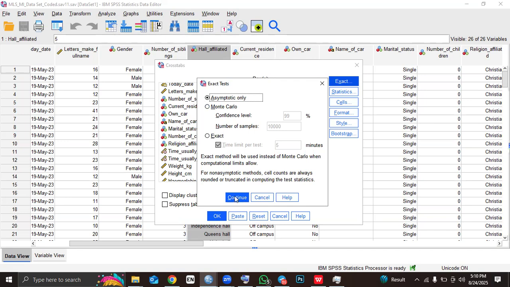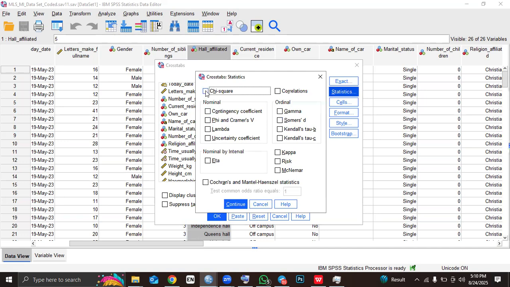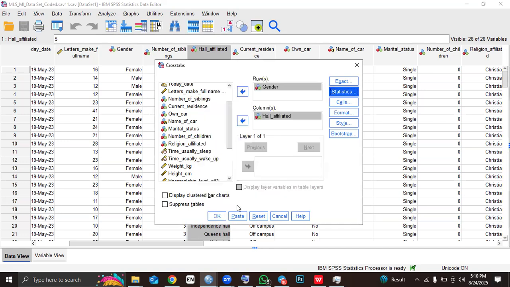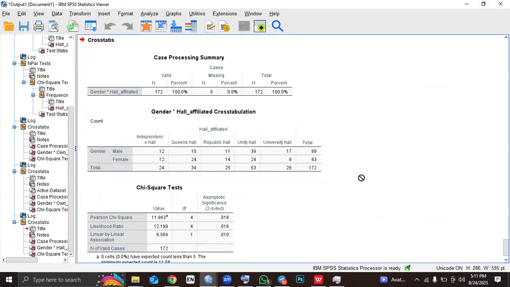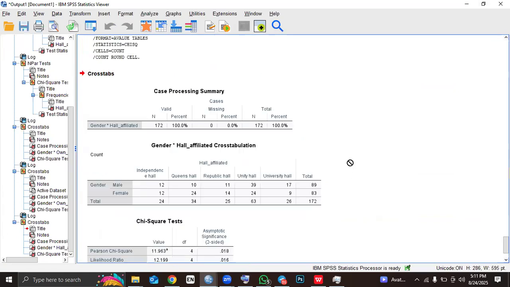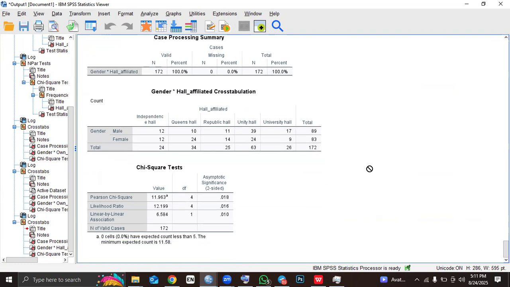Once Asymptotic Only is ticked, you click Continue, then come to Statistics. Then you make sure that Chi-square is ticked. Once Chi-square is ticked, you click Continue. Very simple, very easy. Immediately you are done with that, you can click OK. And then SPSS is going to run its own analysis and give you the output data. So this is the output data for the cross tabulation between gender and hall affiliation.